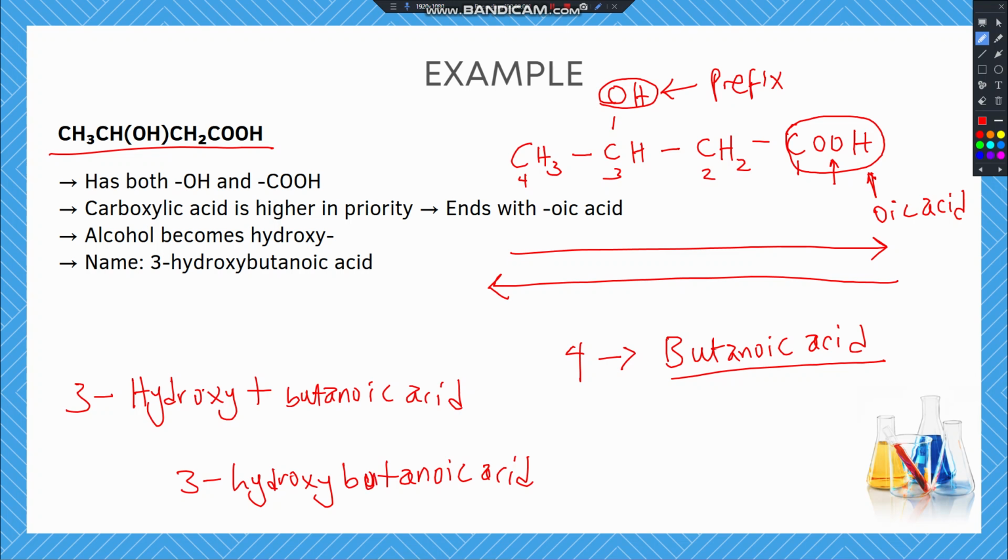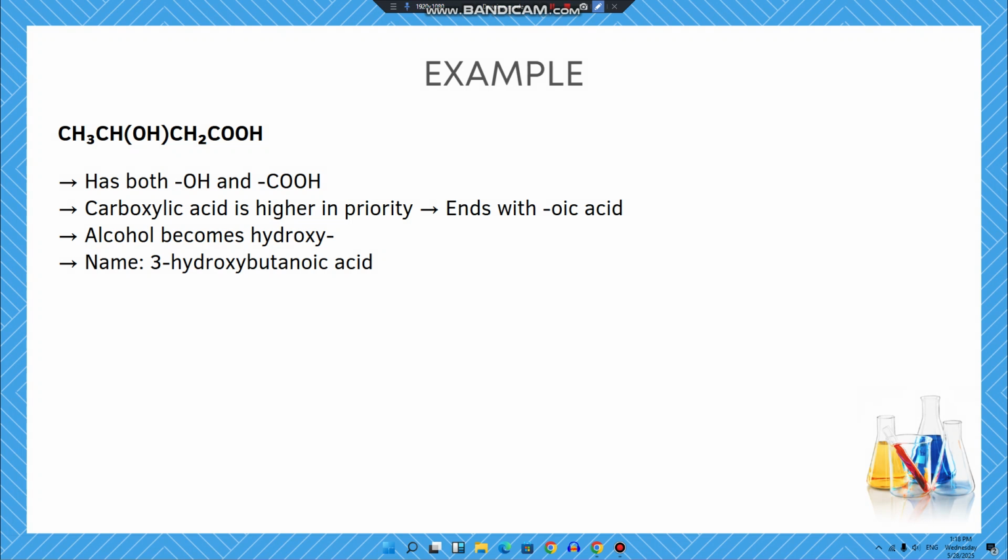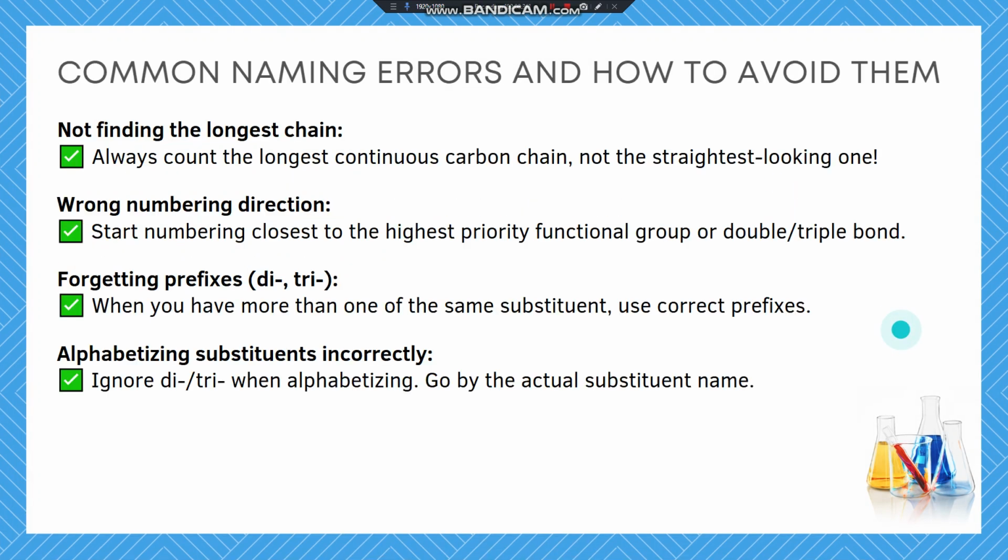I'm sure you saw how it played out. So these are the steps that we took. It has both the OH and COOH functional group. Carboxylic acid is higher in priority, so it will end with the suffix oic acid. Alcohol now becomes hydroxy as a prefix. So the name now becomes 3-hydroxybutanoic acid. I'm sure you saw how it was named.